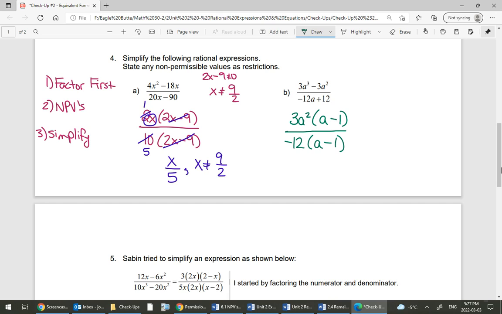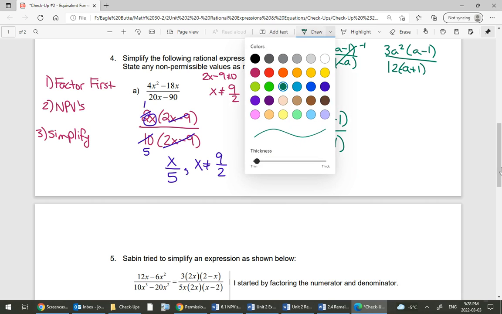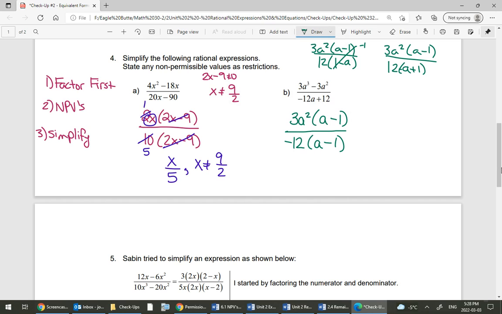If you had forgotten to pull that out, let's say that you had done 3a squared times a minus 1, and you had 12 and then negative a plus 1. Well, then that's the same as saying 1 minus a. So 3a squared, a minus 1, 12, and 1 minus a. Remember from yesterday, we can still cancel them, but we have to remember it's a negative 1. So pulling out that negative to start with often makes your job a little bit easier. You don't have to remember so many rules.